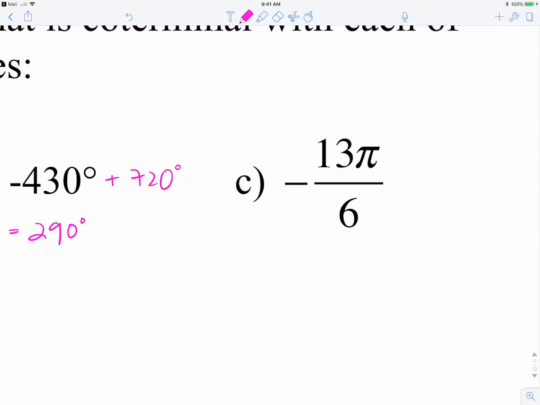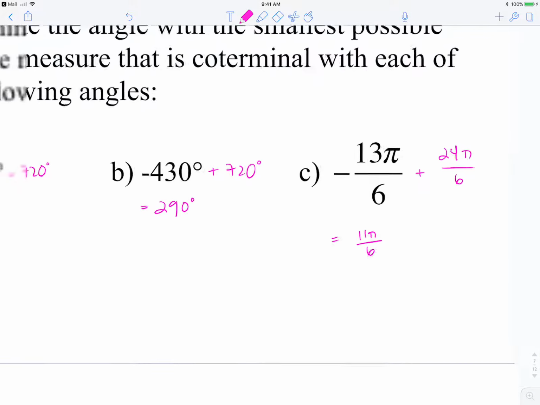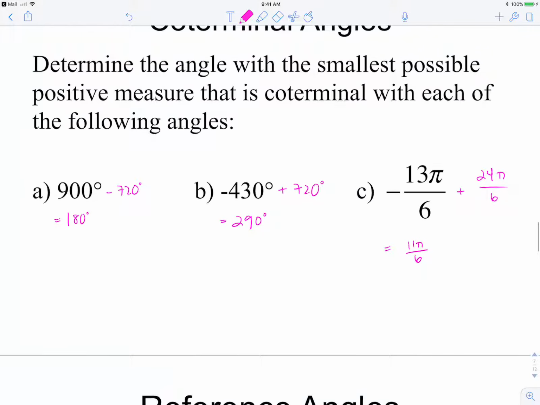And negative 13 pi over 6. Well, if I add 2 pi, so if I add 12 pi over 6, I'm going to be at negative pi over 6. So we have to add 4 pi, which is adding 24 pi over 6. And when we do that, we'll get 11 pi over 6 as the coterminal angle to negative 13 pi over 6, meaning both those angles terminate in the same place in the xy plane.